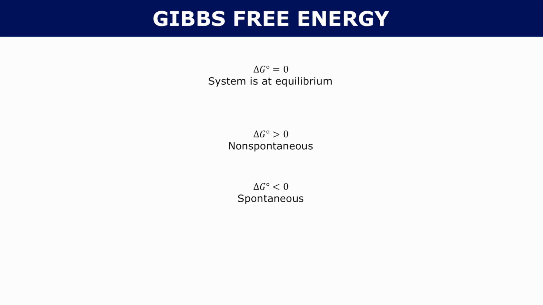If your Gibbs free energy is equal to 0, the system is at equilibrium. If it's greater than 0, you have a non-spontaneous process. If your Gibbs free energy is a positive value, that's non-spontaneous. If it is less than 0, though, it is going to be spontaneous. And so that's how you can tell whether or not something is going to be spontaneous by looking at its Gibbs free energy.